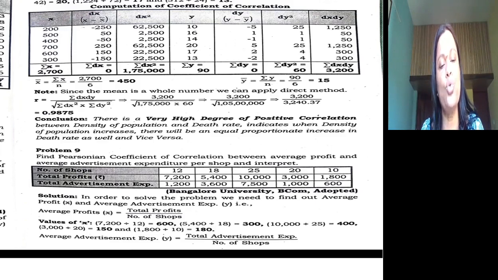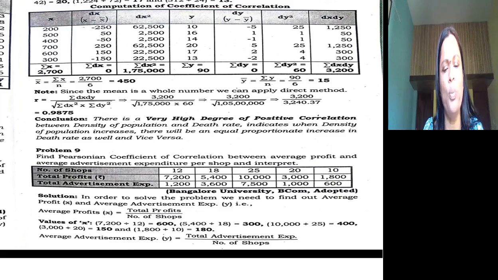So, sum of x is 2700 by 6, 450. 90 by 6, 15. So, x minus x bar and y minus y bar, symbolically represented as dx and dy. Then they multiply dx with dy. After calculating dx square and dy square, they arrived at the answer 0.9875. There is a very high degree of positive correlation between density of population and death rate. So this is all about this problem. So the solution is here only.